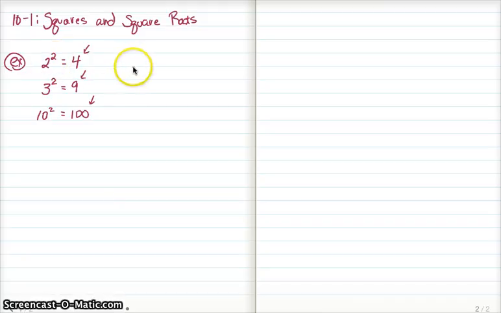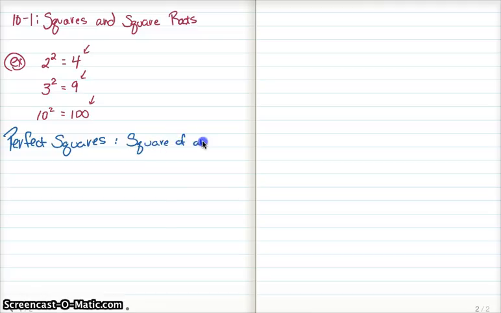1 squared is 1, 4 squared is 16. So all of these are perfect squares. Let's go ahead and just get that down for a moment. So this is a square of an integer.